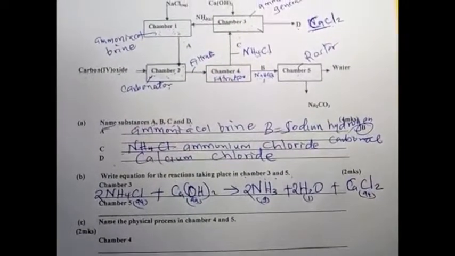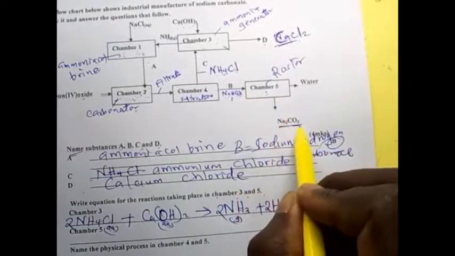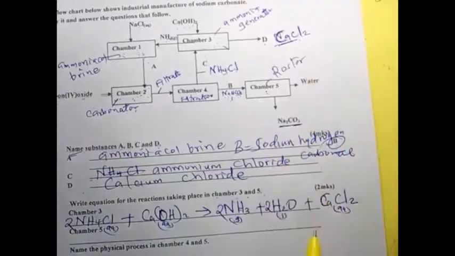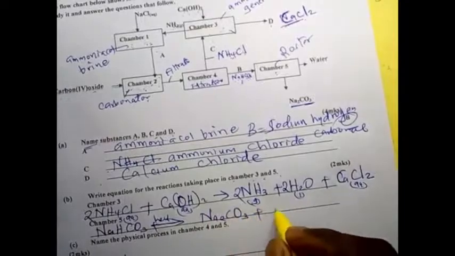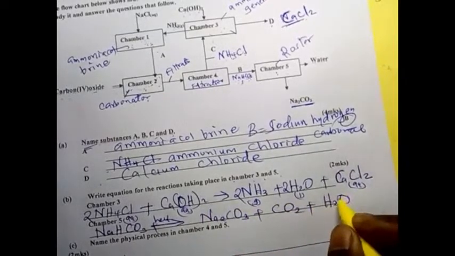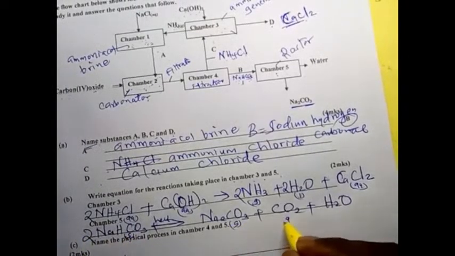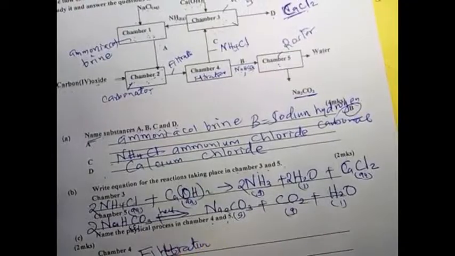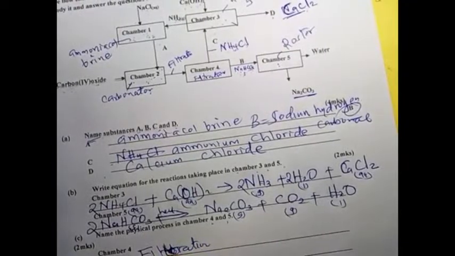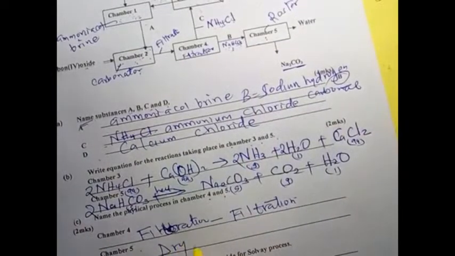Chamber 5. Chamber 5 is the roaster. It is sodium hydrogen carbonate being heated to give sodium carbonate, water, and carbon dioxide. It gives sodium carbonate plus CO2 plus water. This one is a solid, gas, liquid. Filtration. The other one is drying.